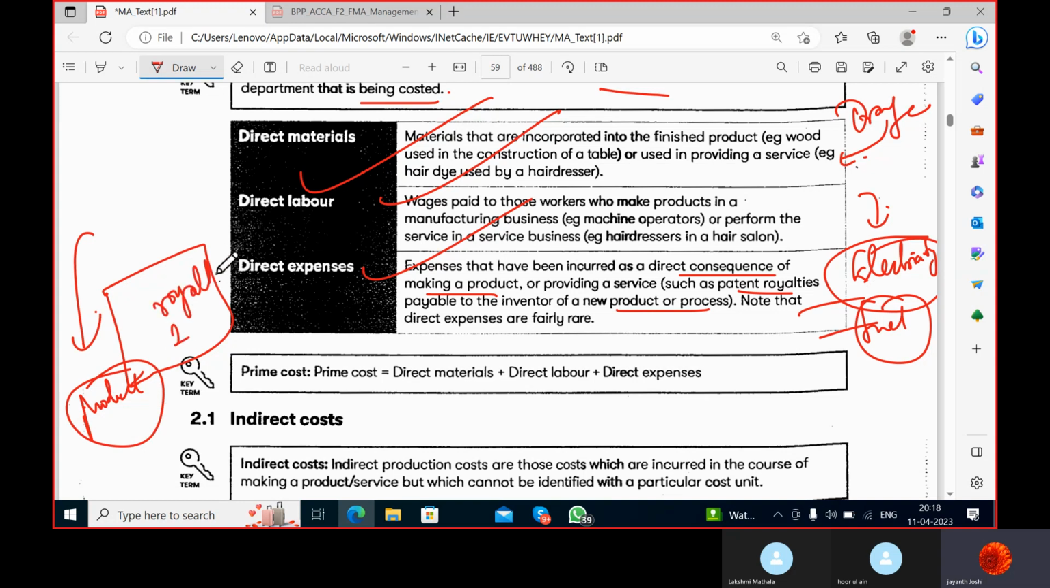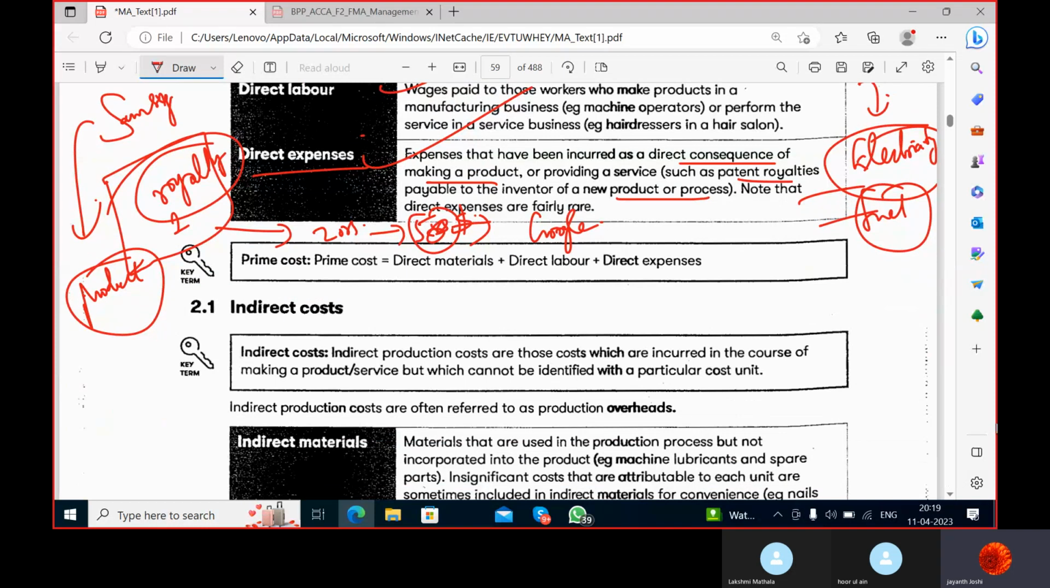Suppose this 1 unit I am making for 20 rupees. Out of that, 5 rupees I have to pay as royalty. Suppose my company's name is Samsung and I'm using Android software. For the software being used in every phone, I have to pay a royalty of $5 to whom? Google. Correct or wrong? Correct, sir. This is a direct expense, because I'm using their technology.